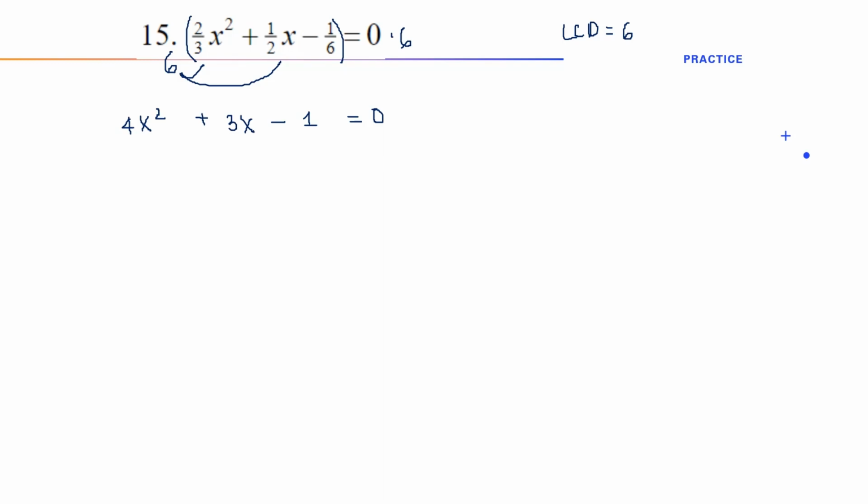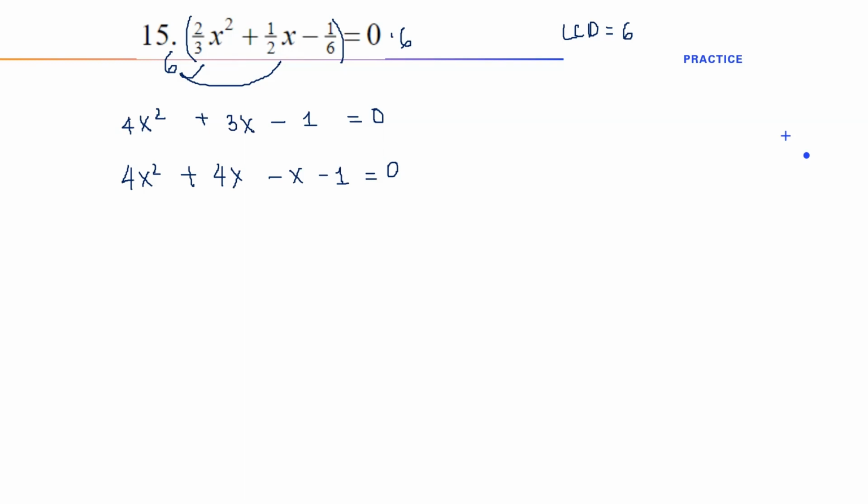Alright, now we will have two numbers that multiply to -4 and add up to 3. That is positive 4 and -1. So 4x squared plus 4x minus x minus 1.